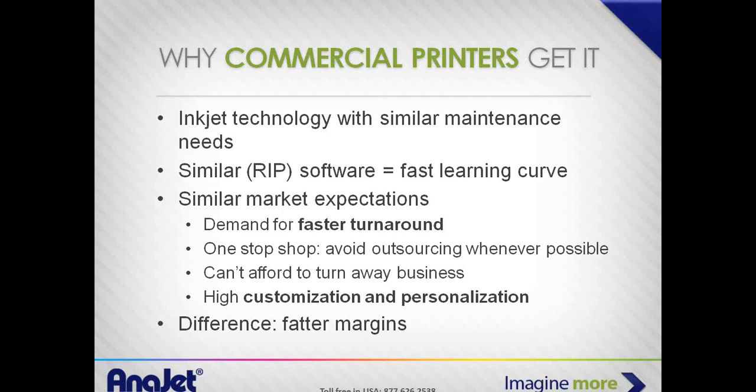Expectations with them, again, demand for faster turnaround. That's one of the things commercial printers pride themselves on. They can do that with a DTG machine. Again, it allows them to capture their new customers, but it also keeps customers from going elsewhere. They can handle commercial prints. They can handle their garment printing needs. It avoids outsourcing, faster turnaround. And again, they can't afford to turn away the business.